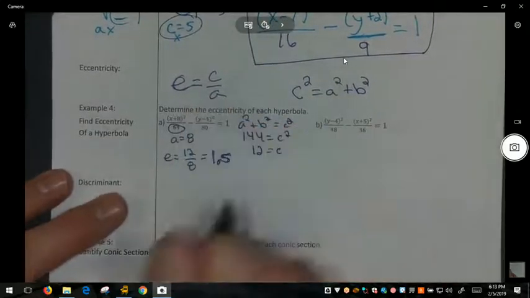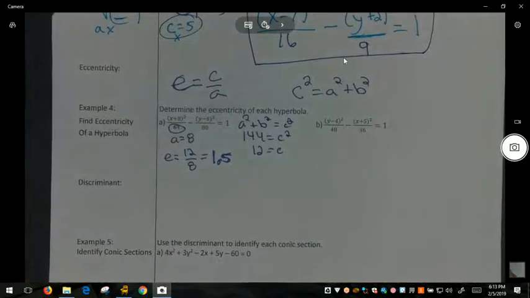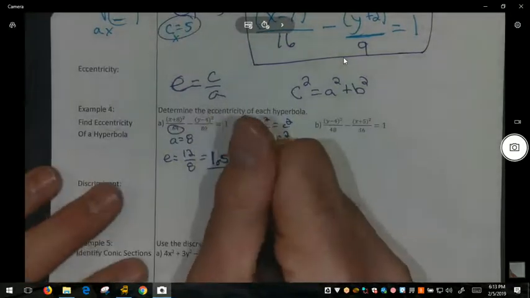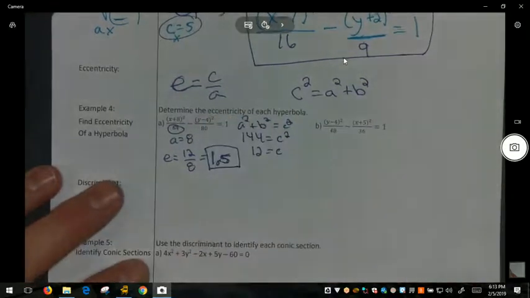For an ellipse, the eccentricity should always be between 0 and 1. For a hyperbola, it doesn't have to be. It can be between 0 and 1. It can also be more than 1.